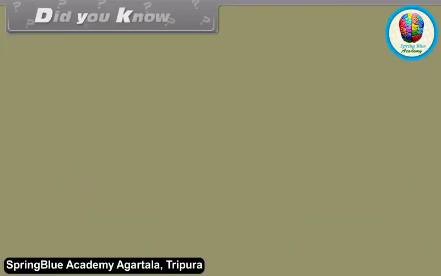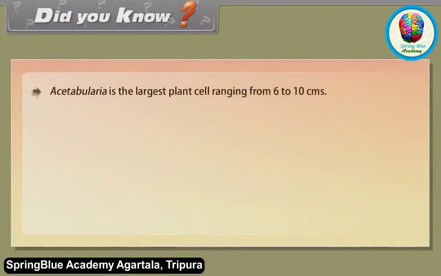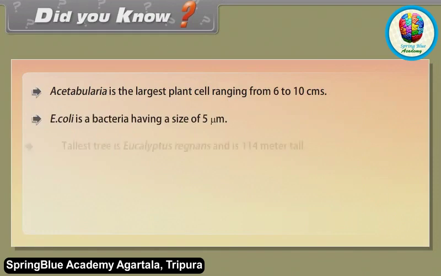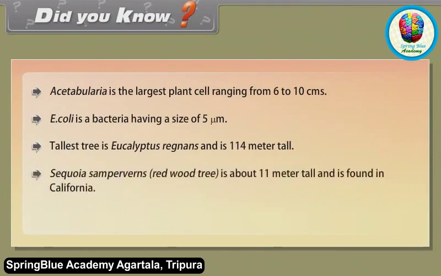Did you know? Acetabularia is the largest plant cell, ranging from 6 to 10 centimeters. E. coli is a bacterium having a size of 5 micrometers. The tallest tree is Eucalyptus regnans, which is 114 meters tall. Sequoia sempervirens, the redwood tree, is about 11 meters tall and is found in California. The elephant is the largest land animal.